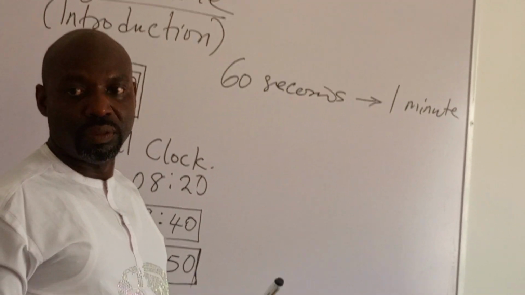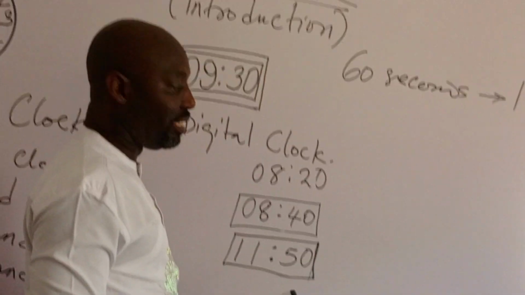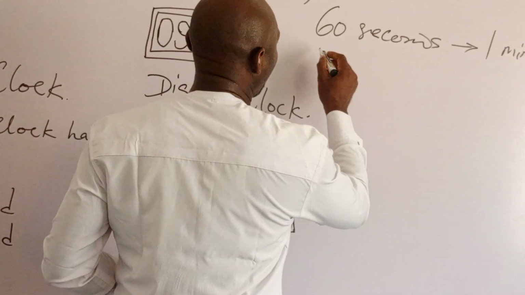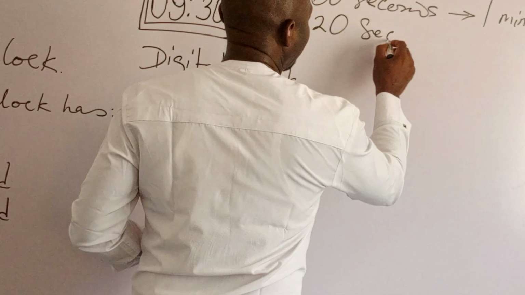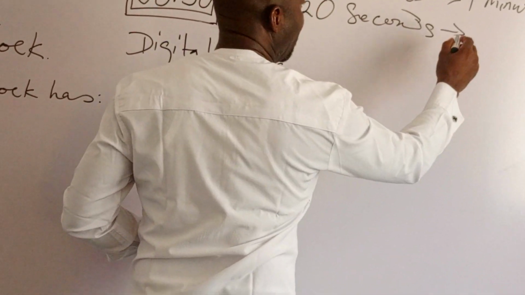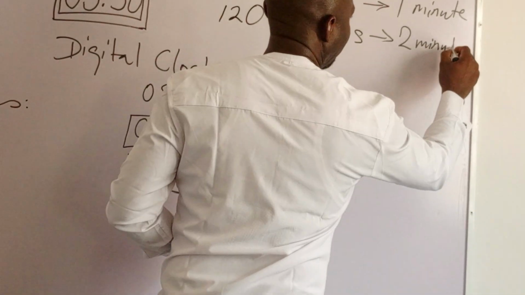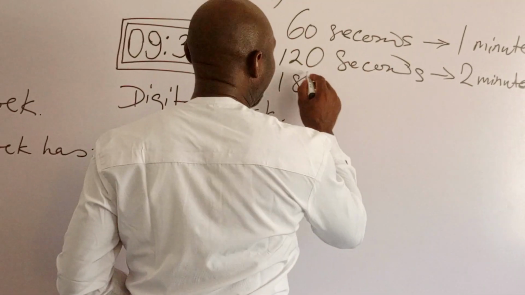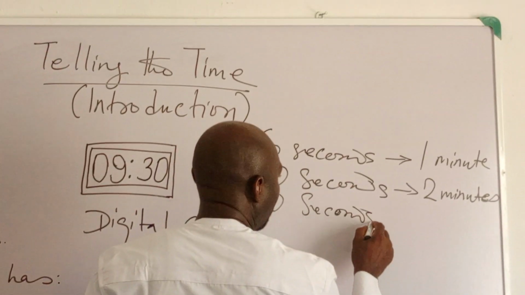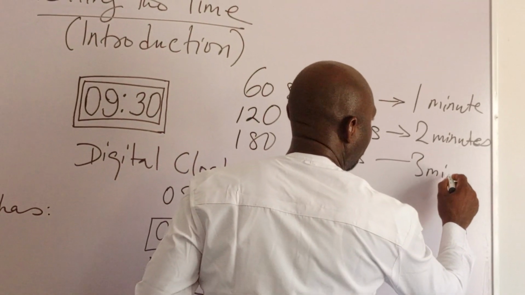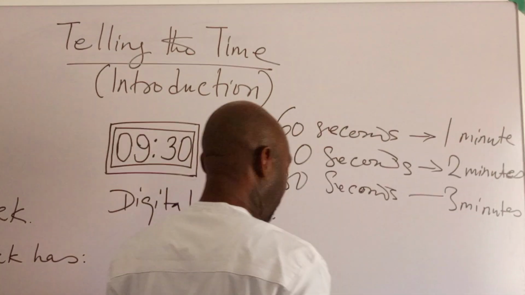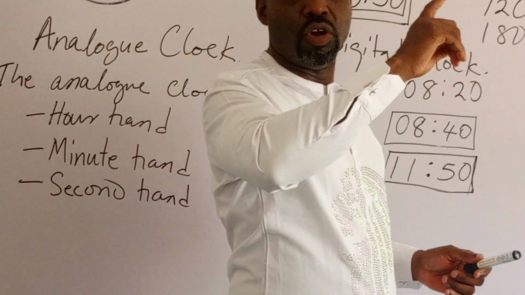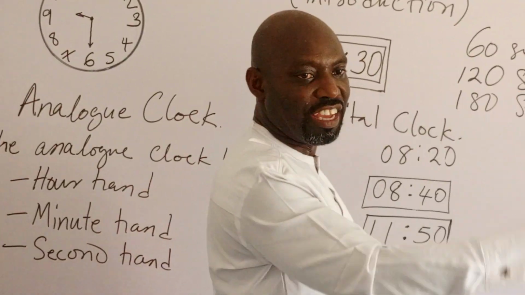60 seconds. So if you are doing your math now, that means another 60 seconds we now have what? 120 seconds. It will make what? 2 minutes. It will go another 60 again, we'll have 180 seconds. We'll make how many? 3 minutes. Are you listening? Yes. So, as it keeps going, until 5 times, you now have 5 minutes.